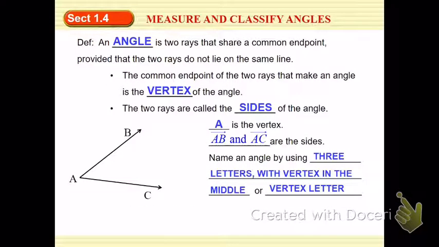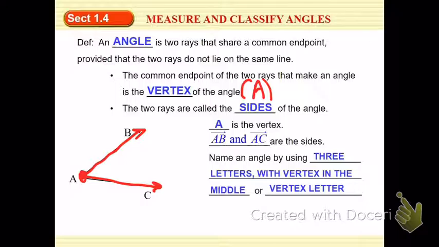So, an angle is two rays that share a common endpoint, provided the two rays do not lie on the same line. So this is a picture of an angle here. Here are my two rays, AB and AC. They share the endpoint A. The common endpoint of the two rays that make an angle is the vertex of the angle. Okay? So in this picture, it's A. A is the vertex. The two rays are called the sides of the angle. This is a side and that's a side.